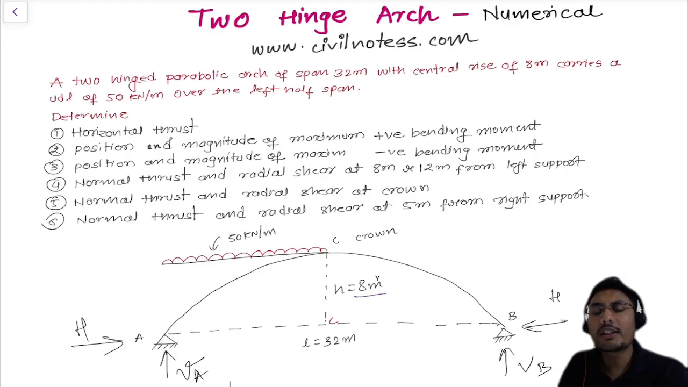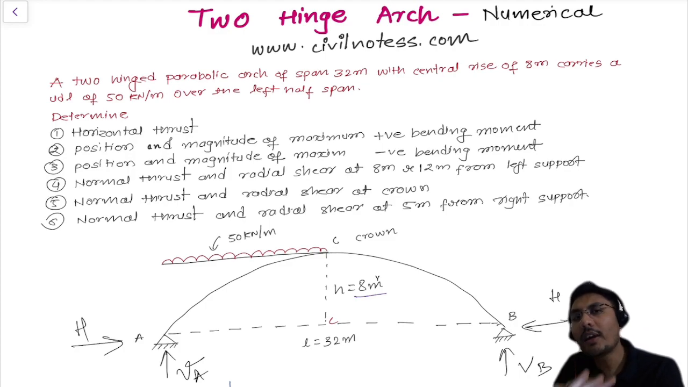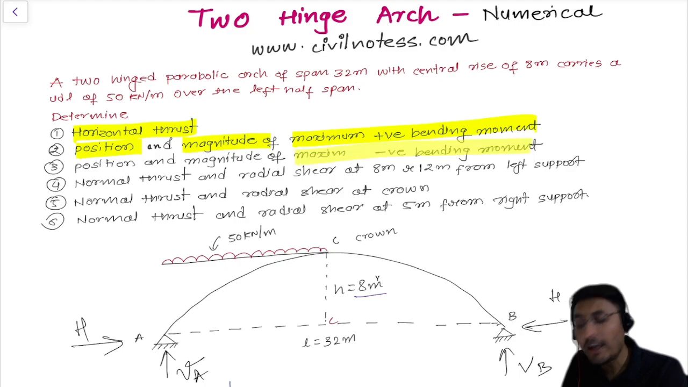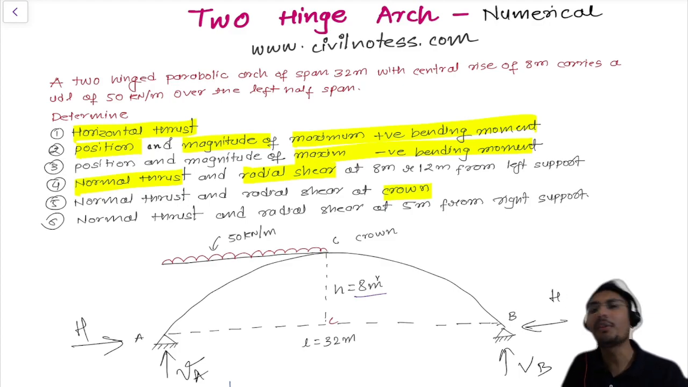Guys, in this video I'm going to explain how you can solve, step by step, a numerical based upon the 2-hinge arch. This is one of the very important videos for all of you because this video is split in 3 parts, where you can understand how to calculate horizontal thrust, position and magnitude of positive and negative bending moment, then normal thrust and radial shear at certain distances, also normal thrust and radial shear at the ground, and normal thrust and radial shear at a particular distance from the right side.